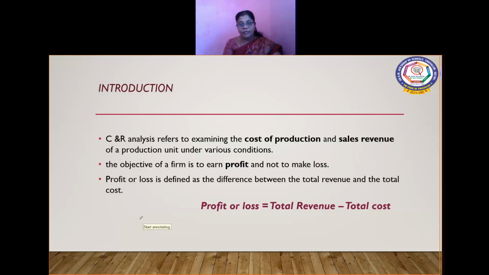So here you can see, in common sense, profit or loss is calculated by subtracting total cost from total revenue. As cost and revenue are very important to decide the production of a firm and its supply behavior in the market, it is necessary to understand the cost and revenue concept.